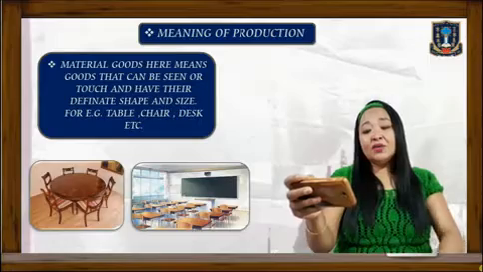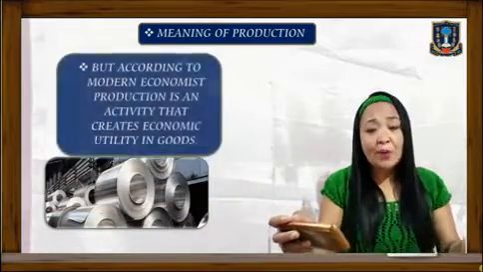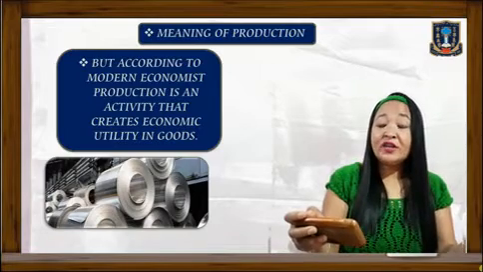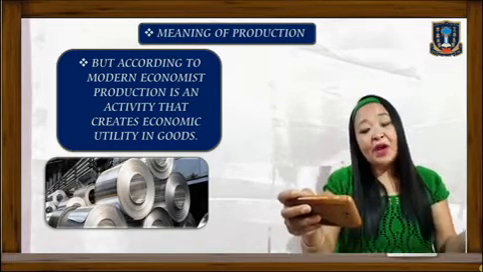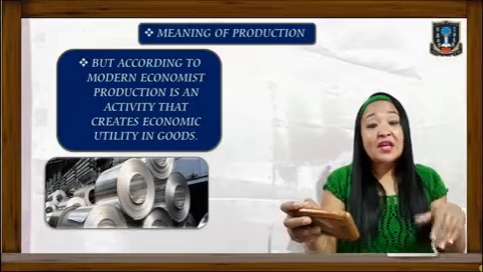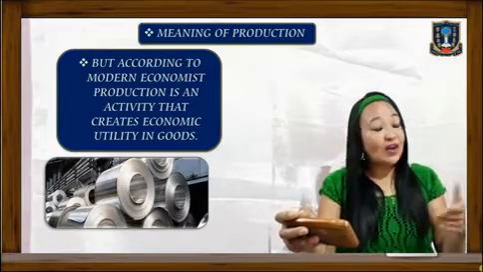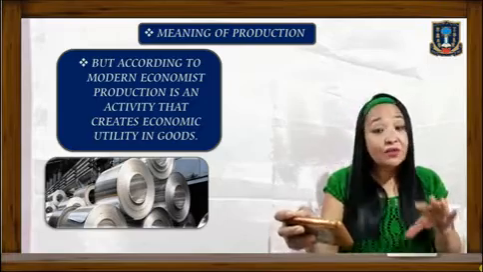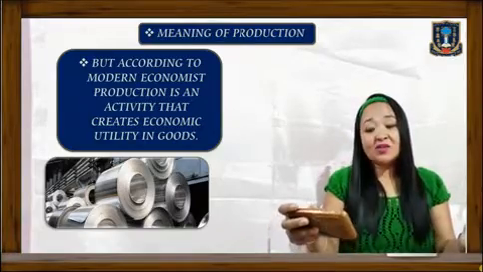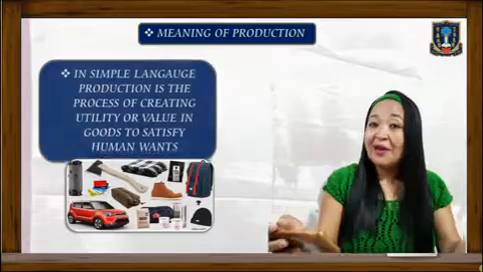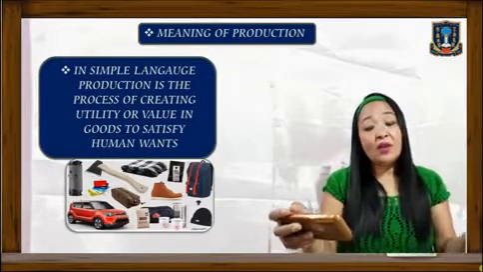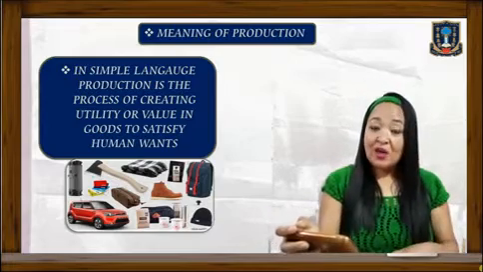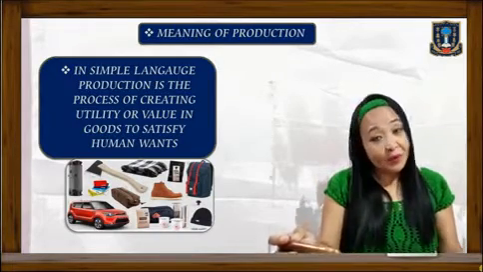Okay, but modern economists do not agree with this viewpoint, and according to modern economists, production is an activity that creates utility, or rather that creates economic utility in goods. That is the viewpoint of modern economists. Okay, so altogether, in simple language, what is production then? Well, production is a process of creating utility or value in the goods to satisfy human wants.